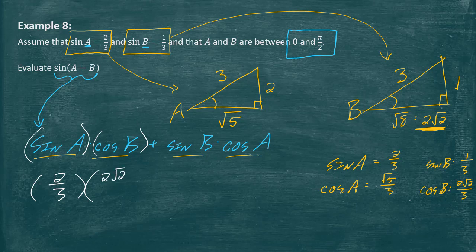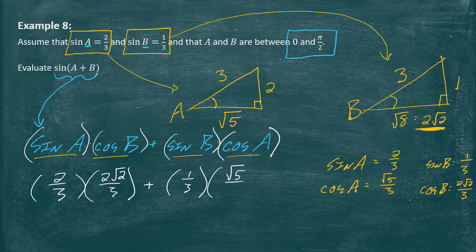If I could write a 2, there we go, over 3. And then it's added with sine of b. Well, we just identified sine of b not too long ago. That one was 1/3. So again, I've replaced the sine of b there. Last one here is the cosine of a. Cosine of a we identified was rad 5 over 3.